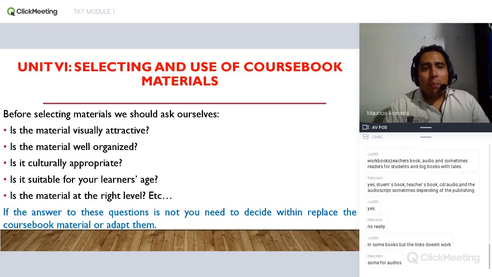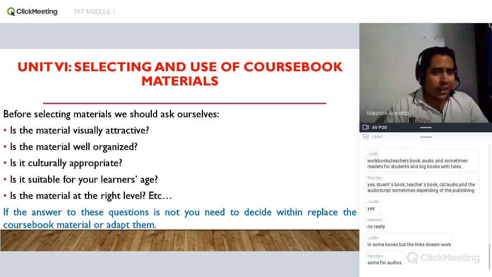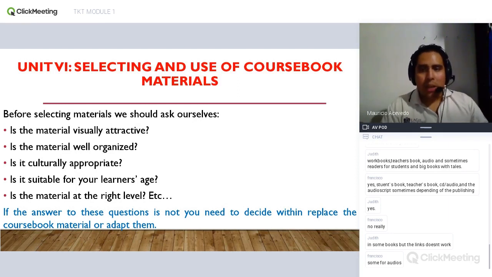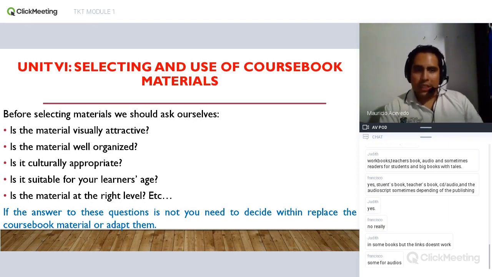Okay, now before selecting materials, we should ask ourselves: is it visually attractive, especially for you teachers who teach children? You know that they need it to be very visually attractive. Is the material well organized? Is it culturally appropriate? Is it suitable for your learners' age? Is the material at the right level, etc.? Okay, so as you can see, all the questions before choosing a material need to be focused on the students, not on yourself as a teacher.